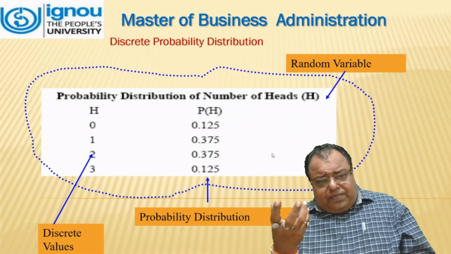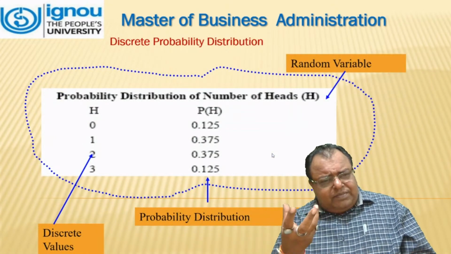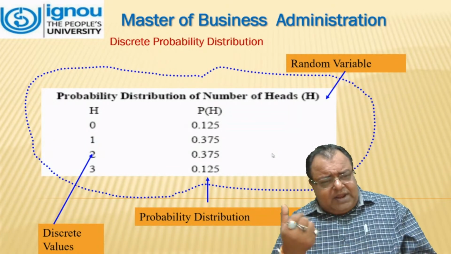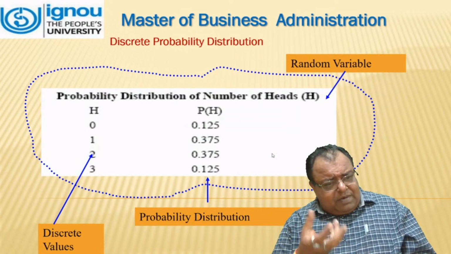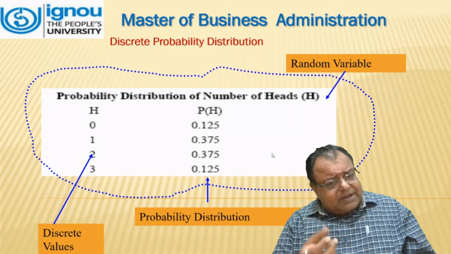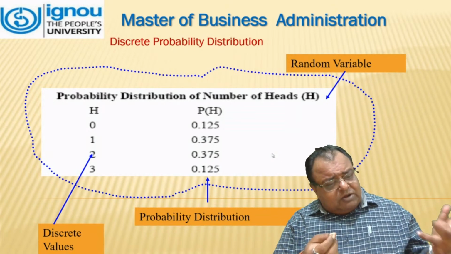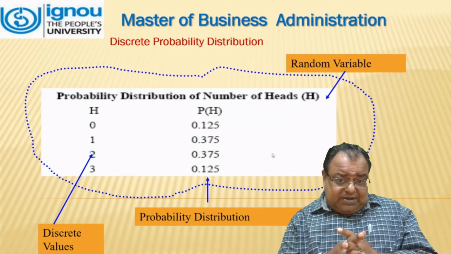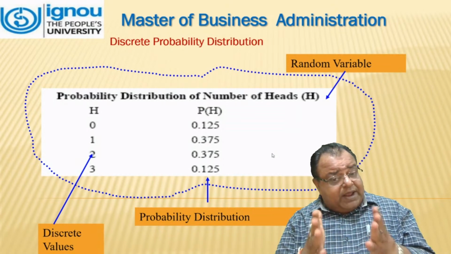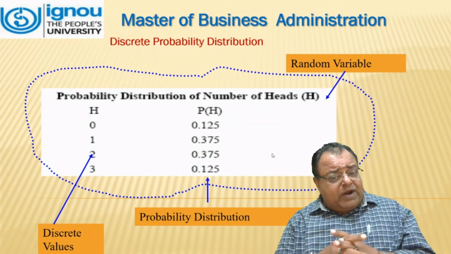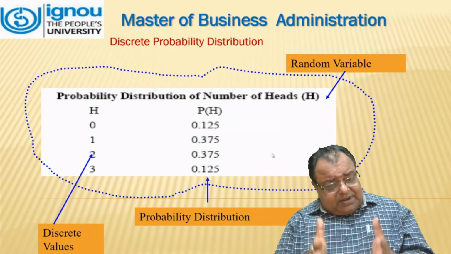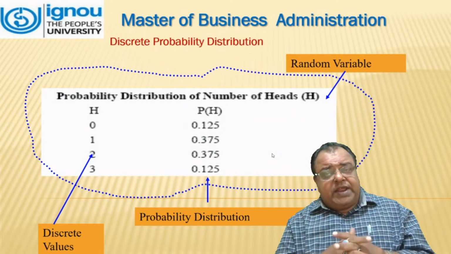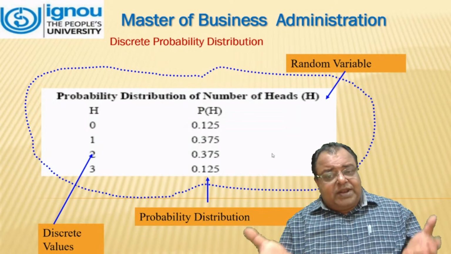Now, we will see what are the different terms we use in discrete probability distribution. On the left side, we have what we were talking about, x: 0 head, 1 head, 2 heads, or 3 heads. These are the discrete values. Distribution of number of heads, that means P(h), what is the probability of getting a head? That is 0.125, 0.375, 0.375 and 0.125. This is the probability distribution. And your random variable is the number of heads.